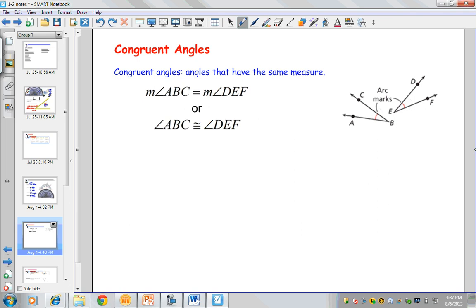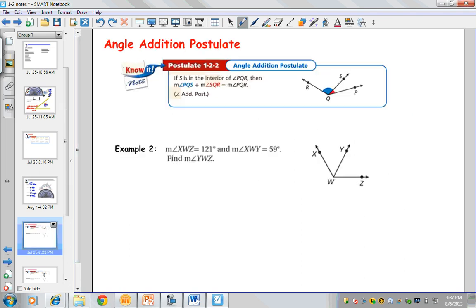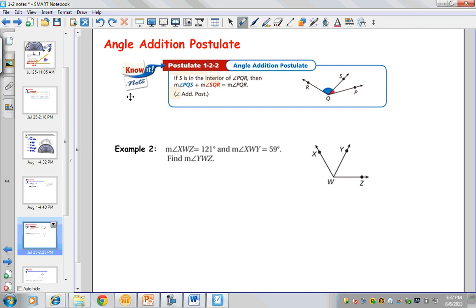Now, let's change this up a little bit, and let's say we had 2 arc marks. Notice that this has 1 arc mark, this has 2. Based upon the symbols here, we know that both of these are not congruent. But since they're exactly the same, which I just changed again, those are congruent. So if this was a 30-degree angle, this here would be a 30-degree angle. Very simple. Okay. The next is the angle addition postulate, which is very similar to the segment addition postulate.